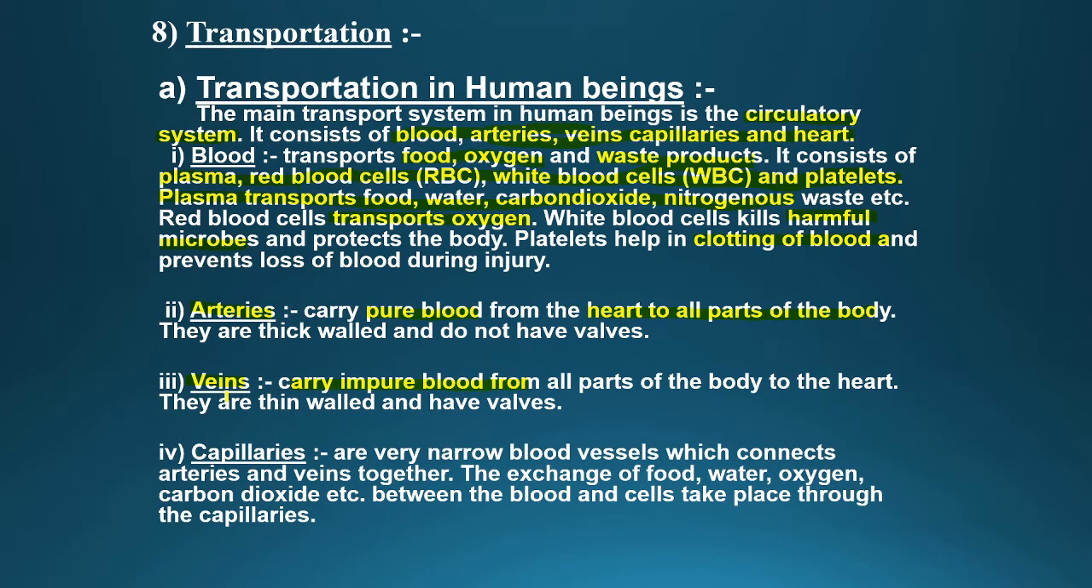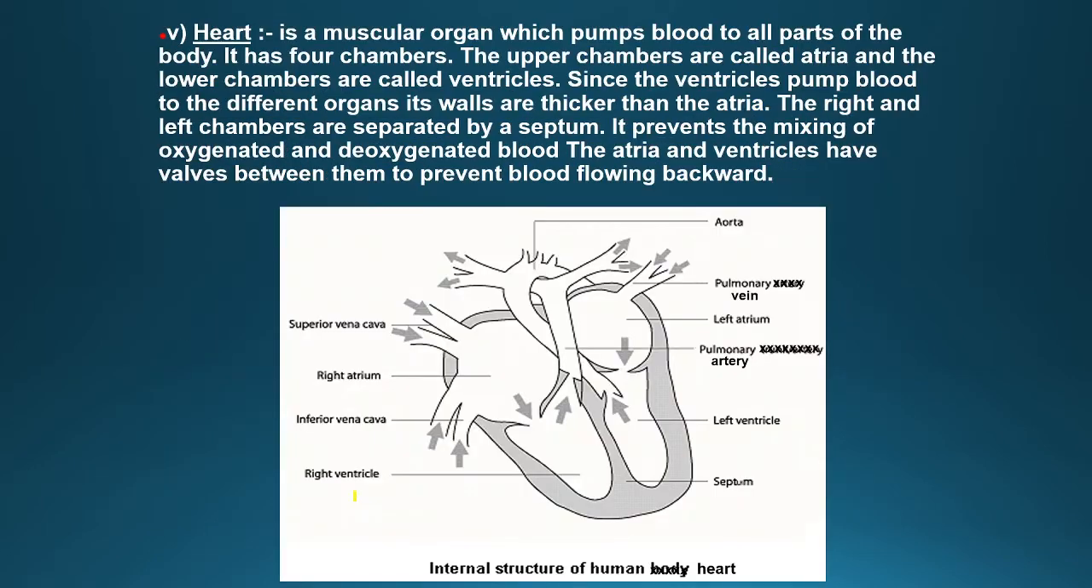Then coming to capillaries, they are very narrow blood vessels which connect arteries and veins together. The exchange of food, water, carbon dioxide, etc. happens here. Guys, capillaries are the border between arteries and veins. The point where arteries and veins connect, the middle part, is known as the capillaries. That's what it basically means.